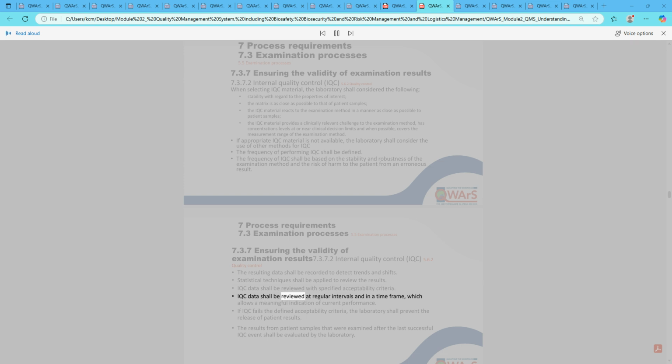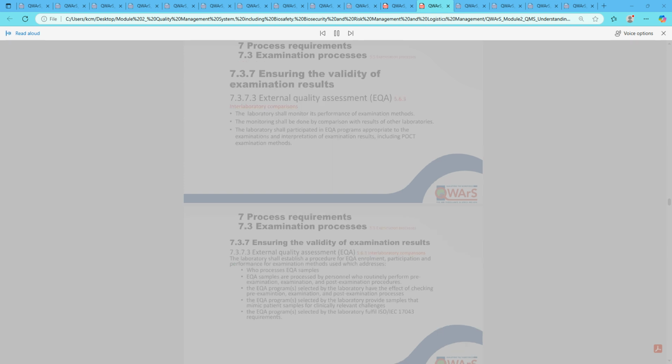IQC data shall be reviewed at regular intervals and in a time frame which allows a meaningful indication of current performance. If IQC fails the defined acceptability criteria, the laboratory shall prevent the release of patient results. The results from patient samples that were examined after the last successful IQC event shall be evaluated by the laboratory.